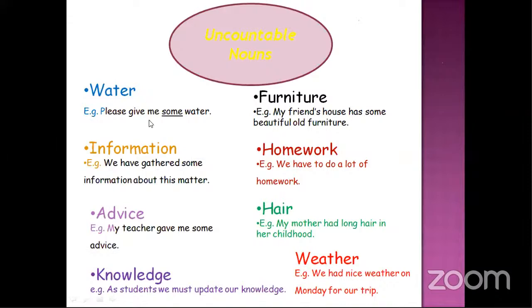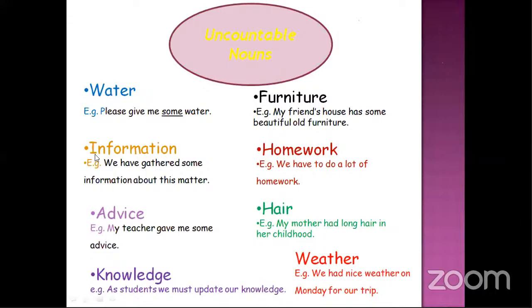Now I have given some example sentences also. Can you read them? The first one is water. Please give me some water. You can say, please give me some water. You don't use please give me waters or please give me a water. Yes, that's wrong. Instead, we can use this word some, or you can say, please give me a glass of water. A glass of water. That's okay.